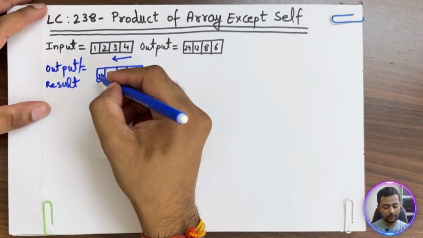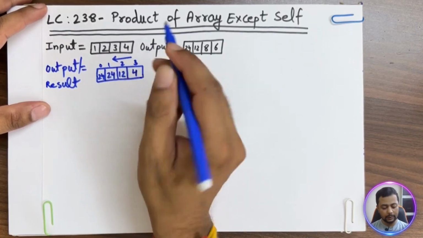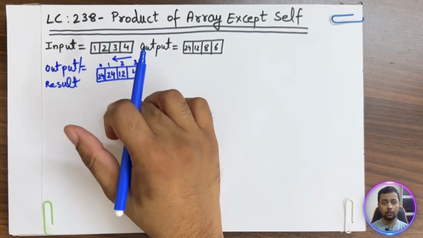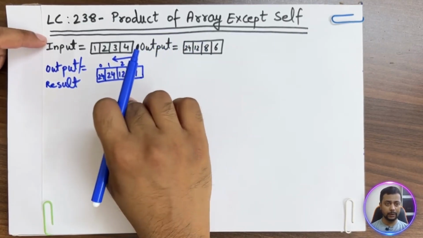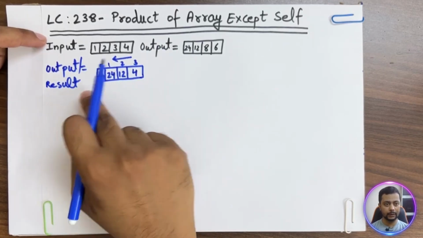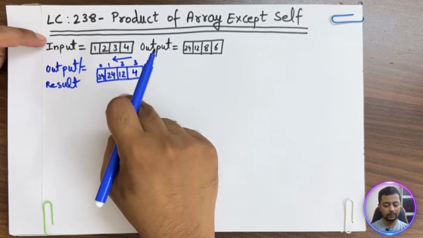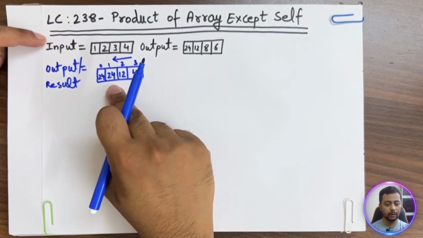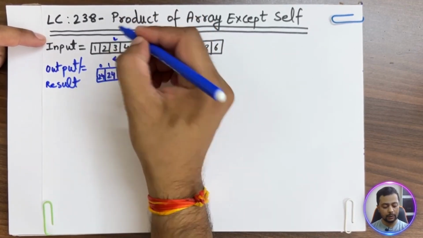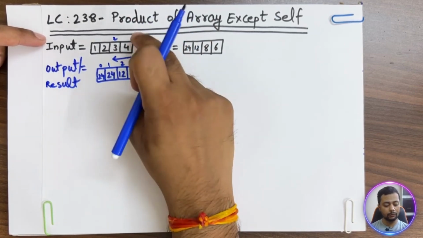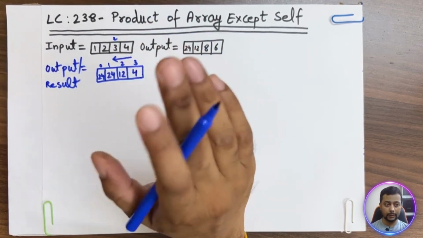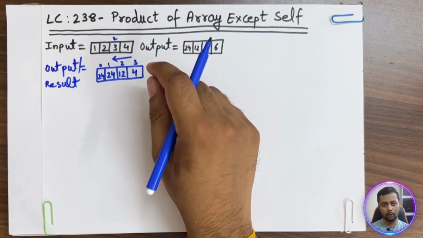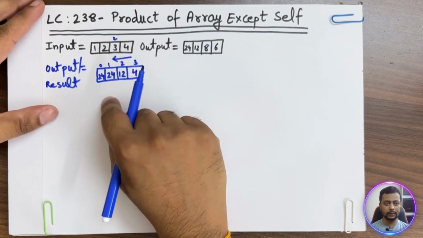So each index of this result array is currently denoting the product of all elements in the input array from that particular index to the end. So index 1 in the result array denotes the product of all elements in the input array from index 1 till the end of the array. So it is 2 into 3 into 4, which is 24. Similarly for the second index, it will be 3 into 4, which is 12, and for the last index it is simply 4. So right now we have reached an intermediate step where I have stored the product of all elements from the right side up to each position in the result array.